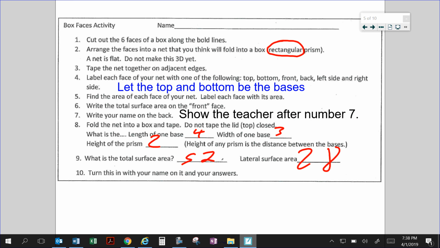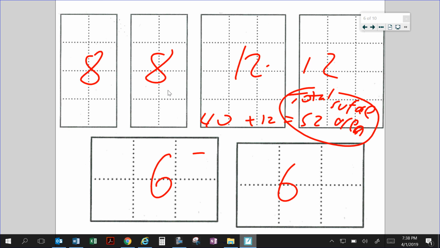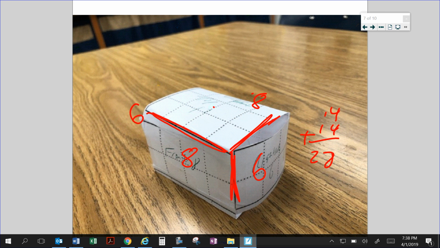And that is what we are learning today. A net is a flattened version of a 3D model. Can you put the net together in order to make a 3D model? And from that, you can find the total surface area and lateral surface area. Again, total surface area is the area of all of the faces combined. It's the lateral plus the 2 top and bottom bases. Lateral surface area is the sides of it. That does not include the top, does not include the bottom. And that is surface area.